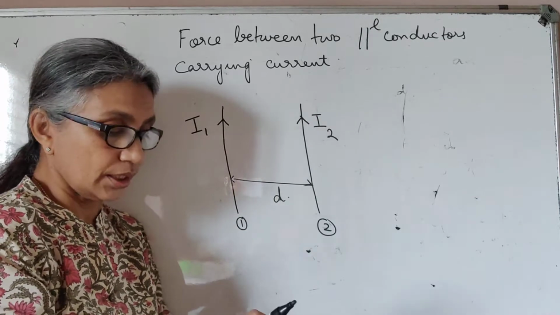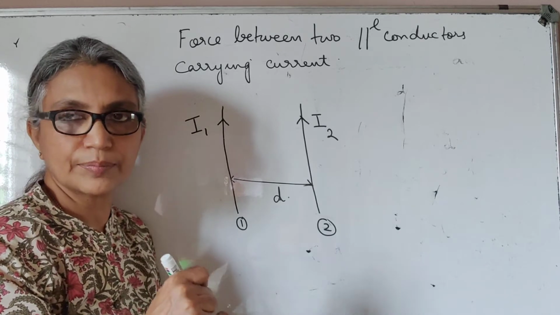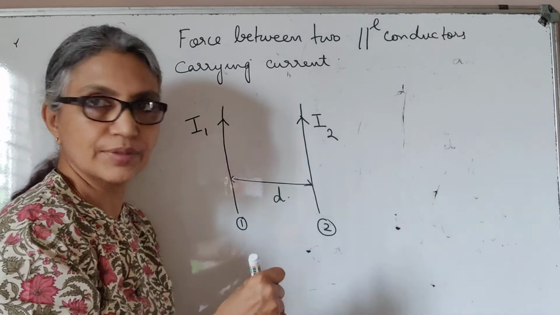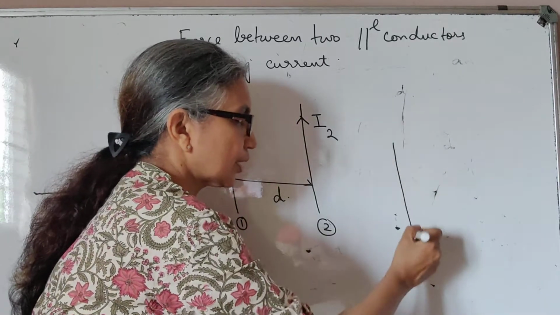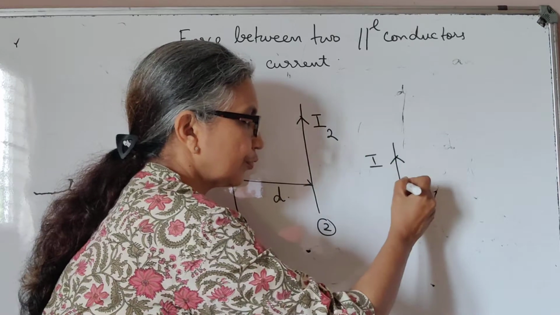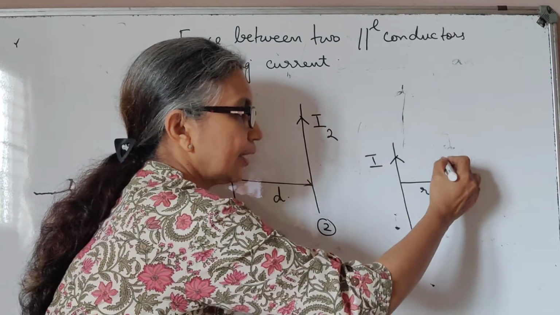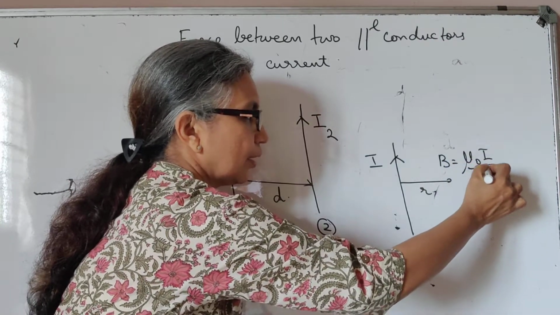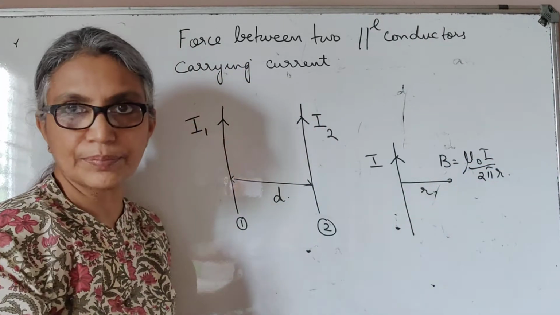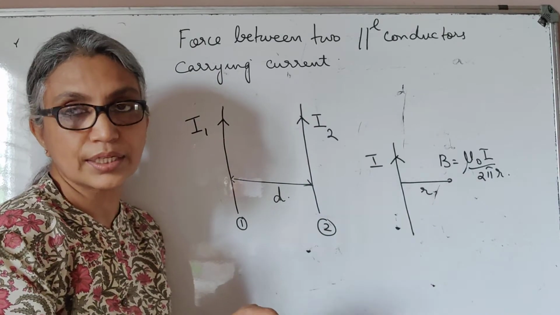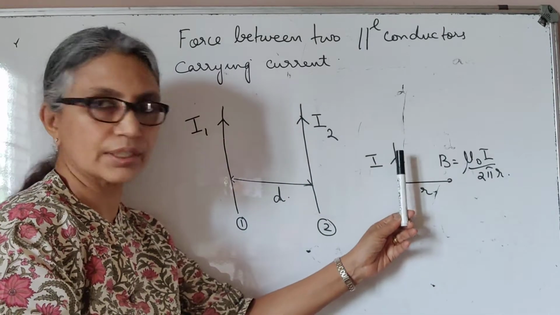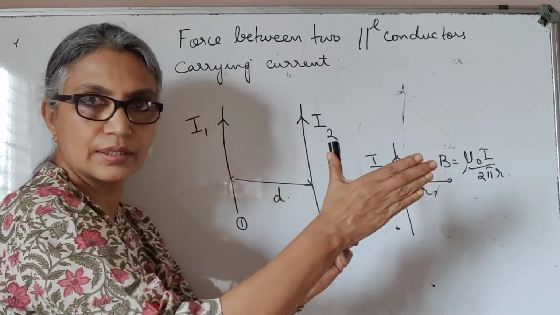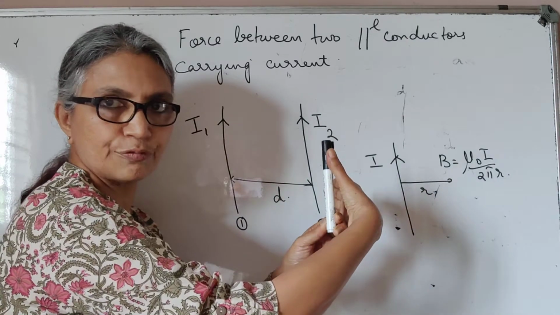In Ampere's circuit law in the last session, remember I told you every current carrying conductor has a magnetic field at a distance r, and that is given by the formula mu 0 I by 2 pi r. And the direction of that magnetic field is given by the right hand thumb rule, which tells you if you hold your conductor like this, with the thumb in the direction of current, then the curling of the fingers will give you the direction of magnetic field.